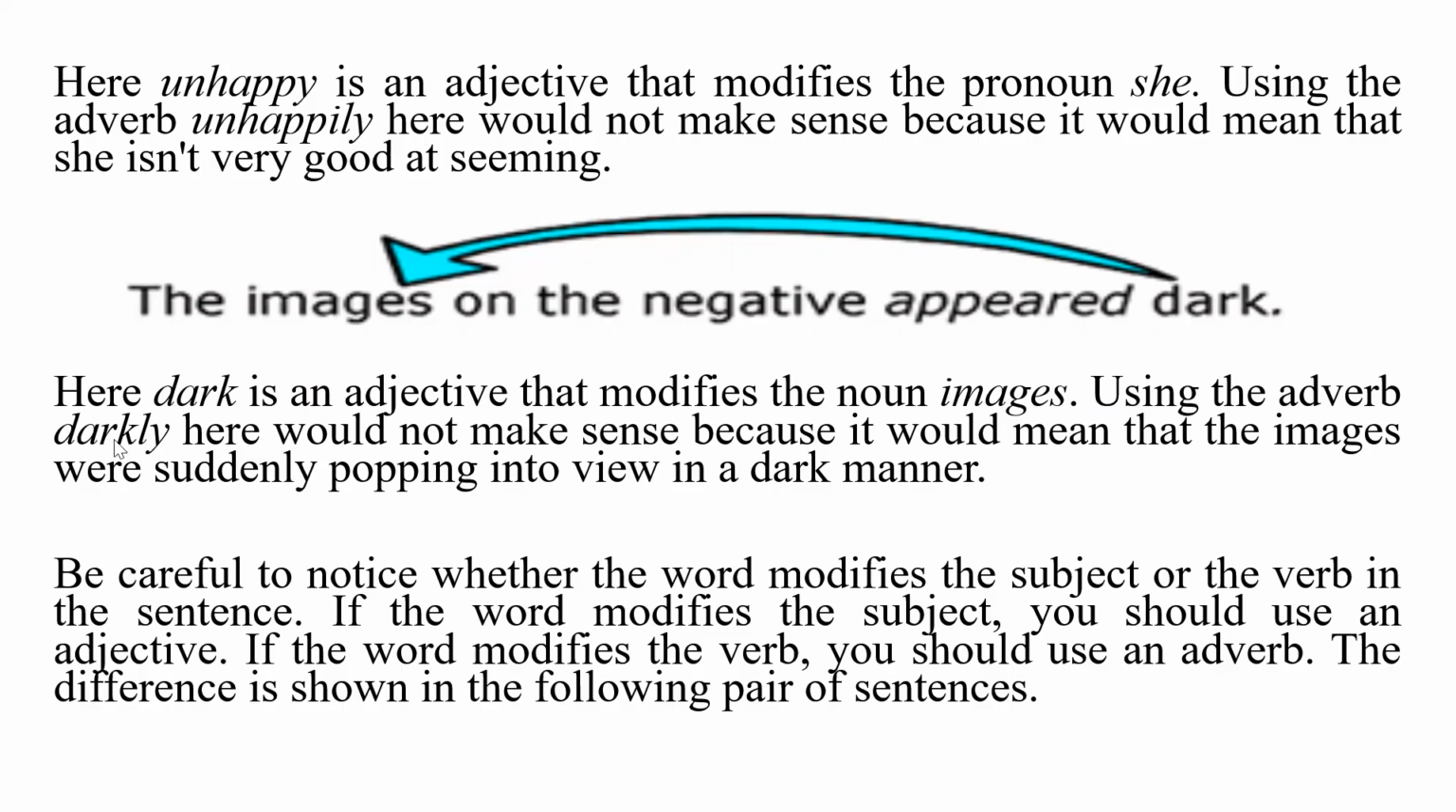Using the adverb darkly here would not make sense because it would mean that the images were suddenly popping into view in a dark manner. Be careful to notice whether the word modifies the subject or the verb in the sentence. If the word modifies the subject, you should use an adjective. If the word modifies the verb, you should use an adverb.